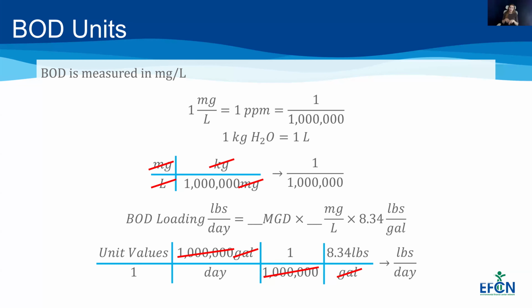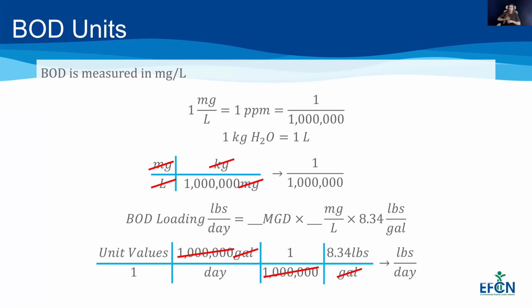So we're going to want to remember that throughout this process, especially that equation, the BOD loading: flow times concentration times 8.34. And as long as that flow is in MGD, the units will cancel out to pounds per day.